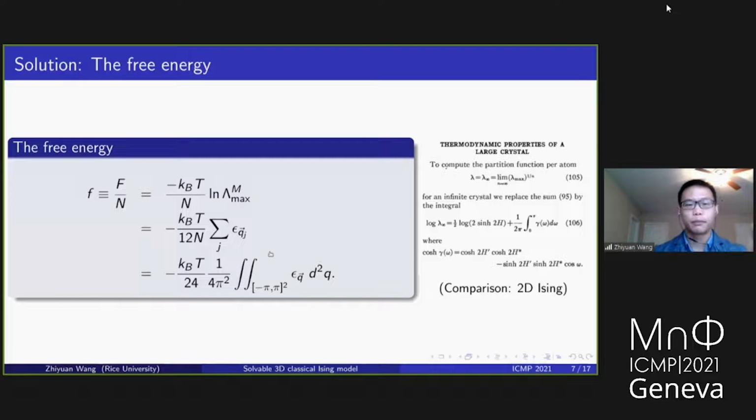I will omit some details, but here is the final expression for the thermodynamic free energy, which is simply proportional to the sum of all the eigenenergies of the fermionic excitation modes. And we can make a comparison to the 2D Ising case. We see that it has a very similar structure. The main difference is that the one-dimensional integral here is replaced by a two-dimensional one.